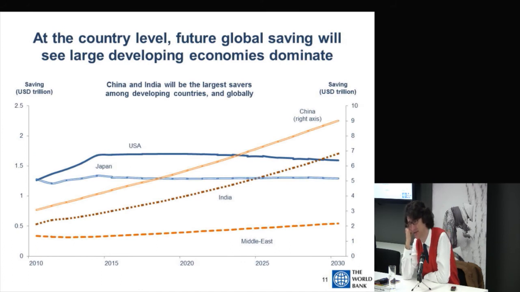In absolute terms, here you see that there are two axes. The right axis is for China, which is another scale, and the left axis is for the others.